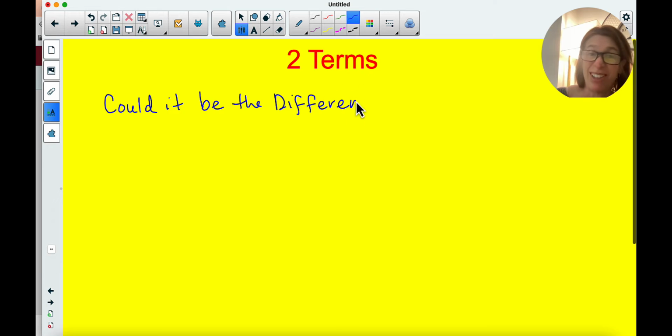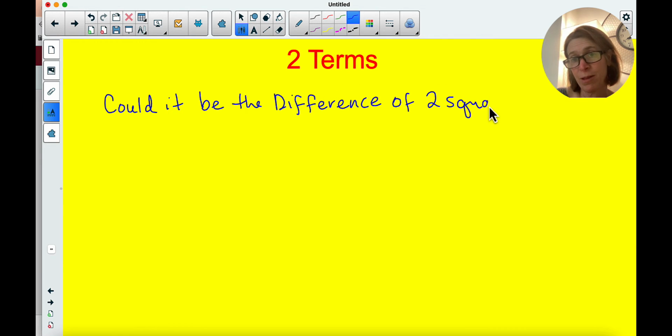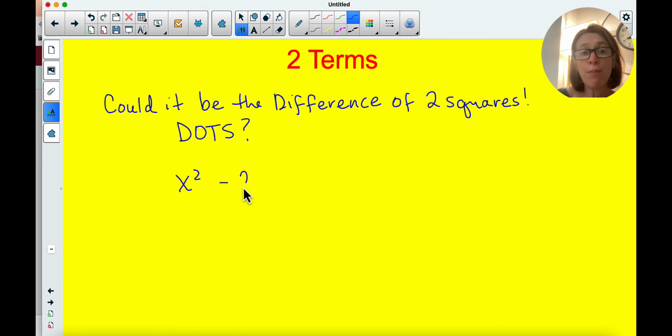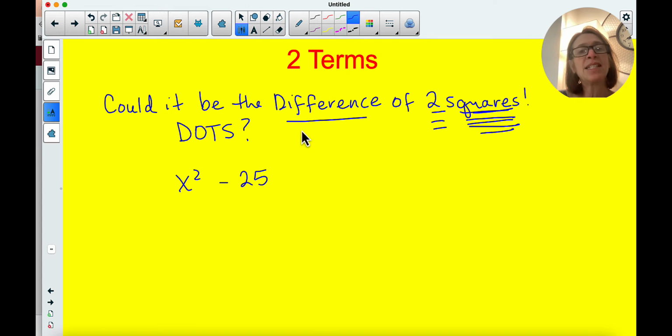The factor pattern, the difference of 2 squares. I call that dots. So you're going to hear me say that a lot. Is it dots? Dots looks like this. It's 2 terms, both of which are perfect squares, and it's a difference. Difference means subtract. So when we have x squared minus 25, we could factor it using the pattern.